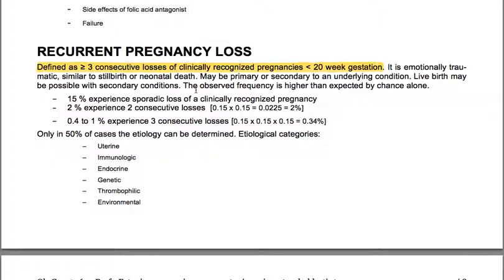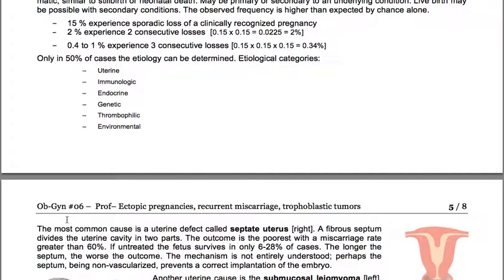15% of patients experience sporadic loss of a clinically recognized pregnancy. 2% experience 2 consecutive losses. 0.4 to 1% experience 3 consecutive losses. So 15% 1, 2% 2 consecutive, 0.1 to 1% 3 consecutive. Only in 50% of cases can the etiology be determined. Etiological categories are uterine, immunologic, endocrine, genetic, thrombophilic, environmental.